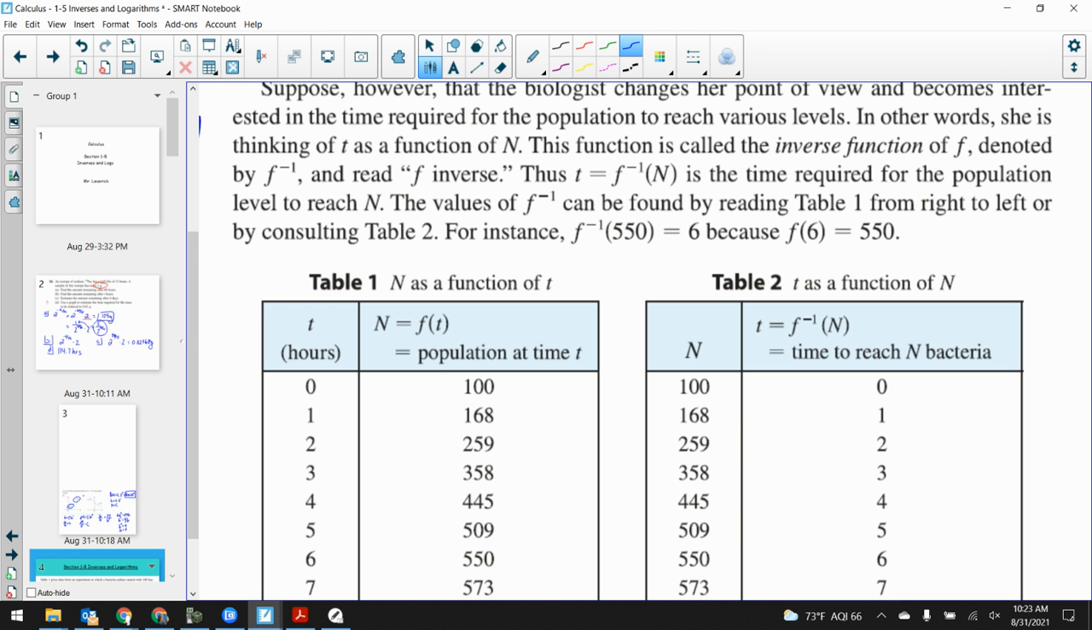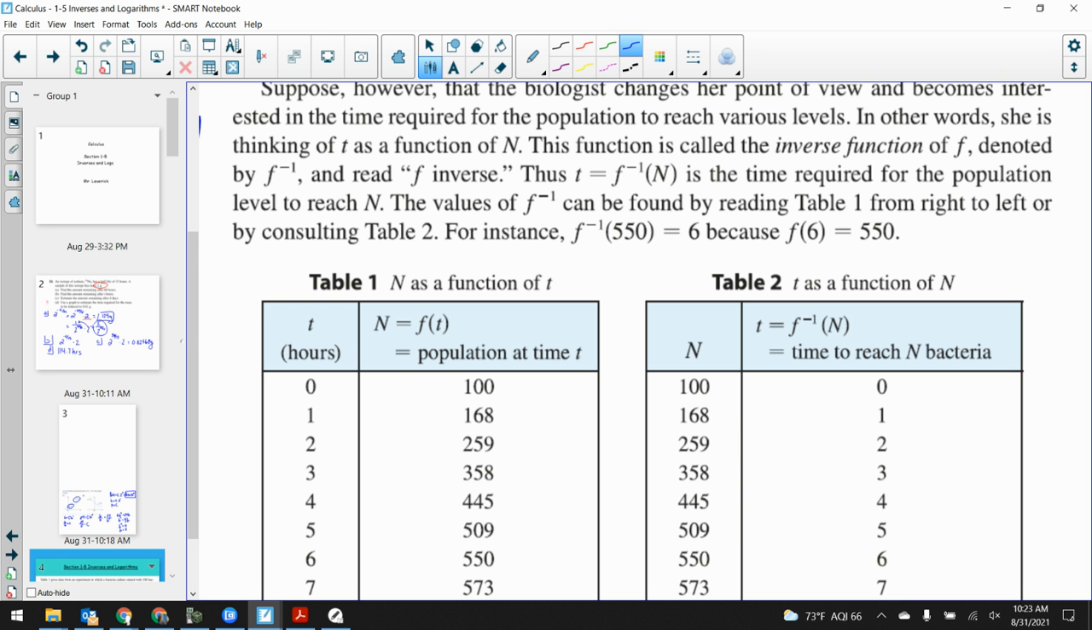Suppose, however, that the biologist changes their point of view and becomes interested in the time required for the population to reach various levels. So now my independent variable is no longer time. I'm going to say how much time does it take for my n value to go from 100 to 168, or from 168 to 259, or from 259 to 358. I don't know why they would set those intervals, but what if we had focused on that instead of just taking it at regular time intervals? What if we set the standard to be the colony population? Well, that is like how we take the inverse.